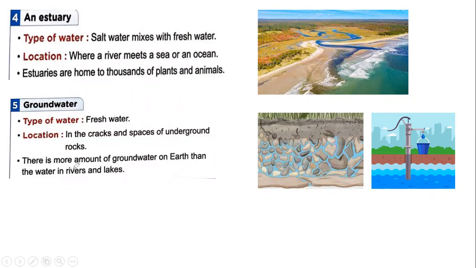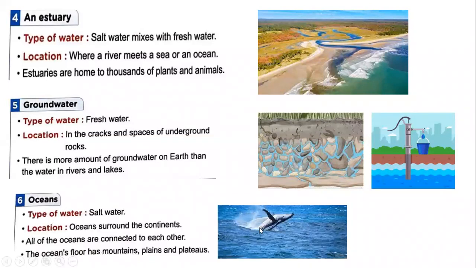So there is more groundwater on earth than the water in rivers and lakes. So the amount of water under the earth's surface is much larger than the amount of water in lakes and rivers. تاني يبقى هنا دي نقطة مهمة جدا. So the water stored here in the cracks and the spaces of underground rocks is groundwater. Next point.